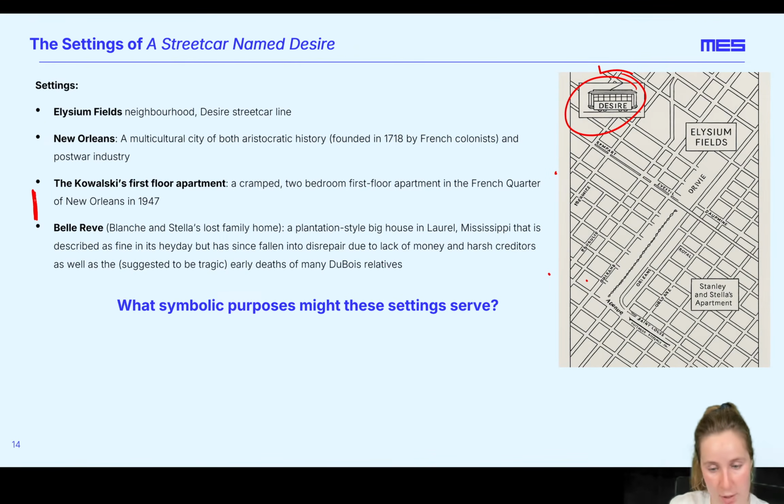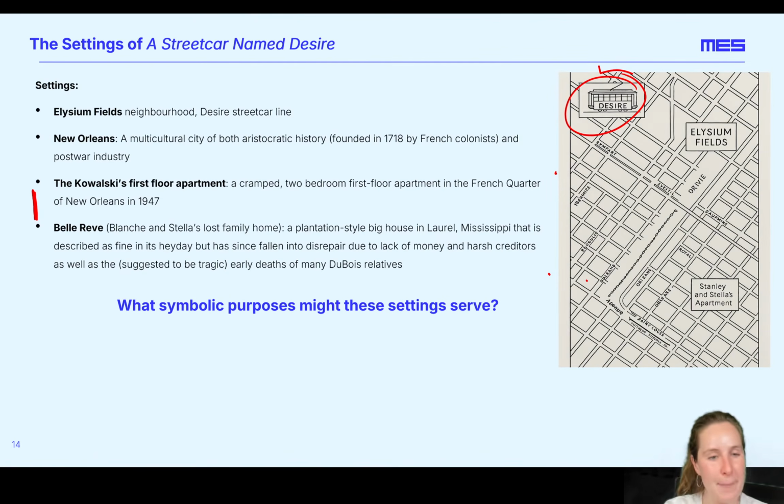We've got juxtaposition between these two in terms of what that tells us about the class of the characters, their experience of poverty, as well as where they are in time. So Belle Reve belongs to the past, whereas the Kowalskis is this current, thrumming, modern life. And New Orleans as well has the same tension of history and modernity.